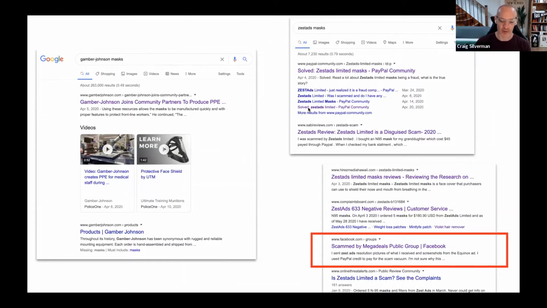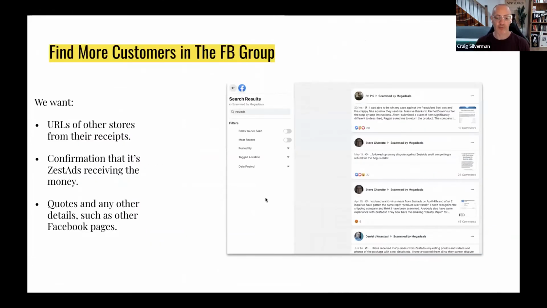One other thing that I discovered, highlighted in red, is that there was a Facebook group where people were talking about getting scammed, and some of them talked about getting scammed by Zest ads. So again, this is a great place for me to go and talk to people who say they had bought the masks. Now I'm able to start getting sources, people who spent money and got ripped off. So I go to the Facebook group, right?